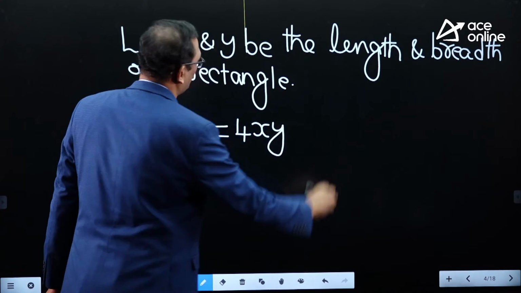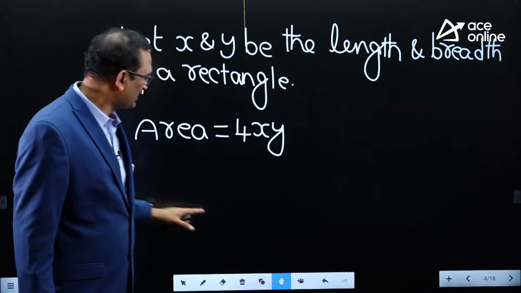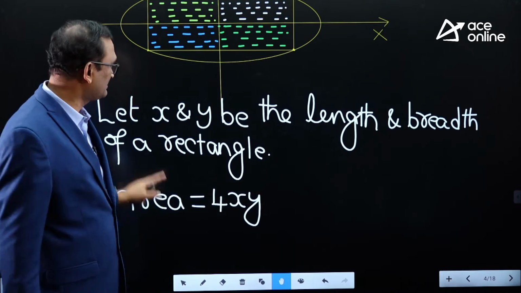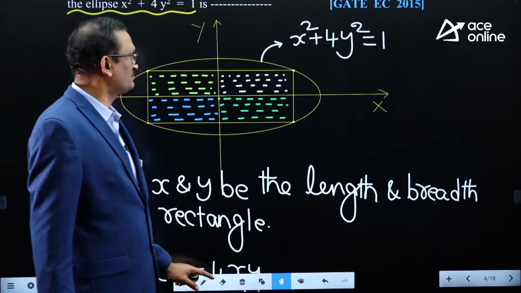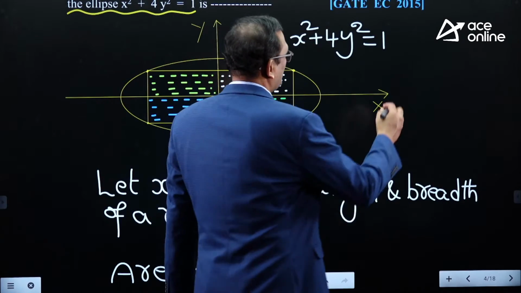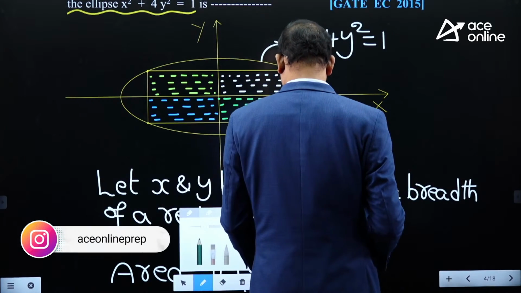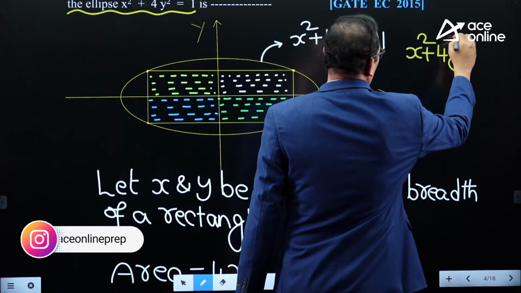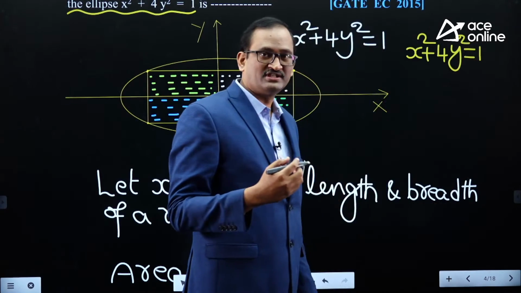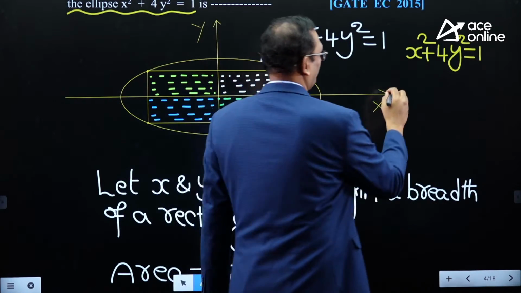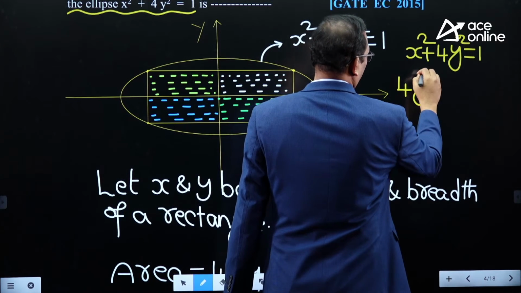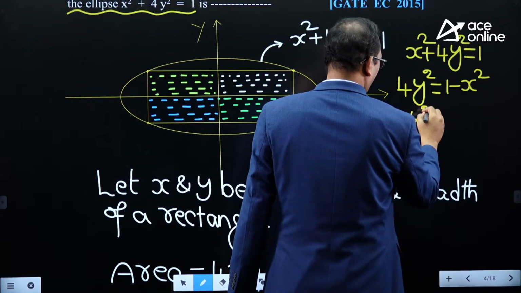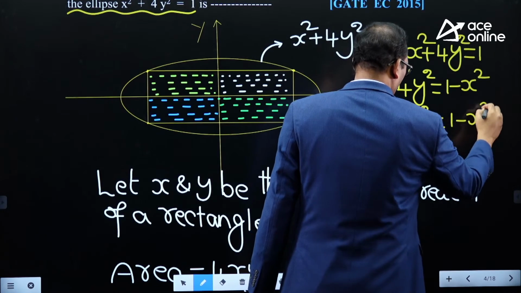This is also similar to the previous model question, but first of all, here y is there, so I want to write this y value in terms of x. What is the given ellipse equation? The given ellipse equation is x square plus 4y square equal to 1. So from this, 4y square equal to 1 minus x square. So y square equal to (1 minus x square) by 4.